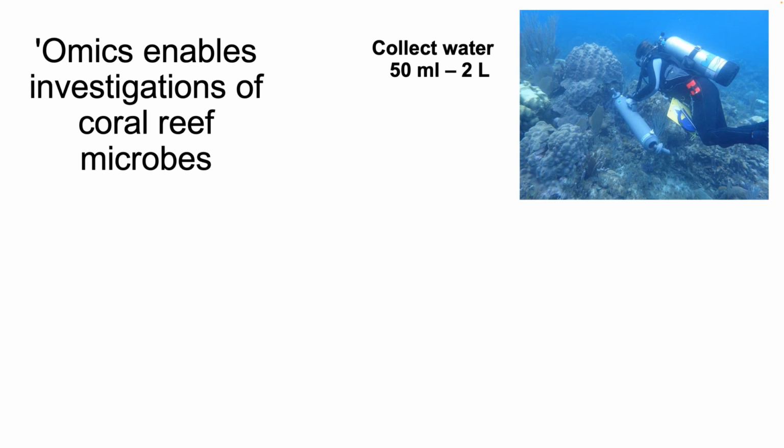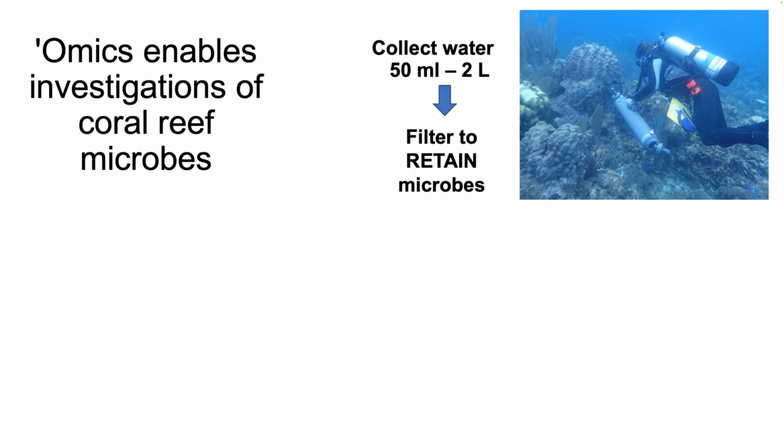Here you see a diver with a Niskin bottle on a reef. That's one way that we collect water. We also send divers down with syringes if we want high resolution spatial sampling over different reef benthos. We've also put a groundwater pump down from a ship. So there's just a variety of different ways that this water can be collected.